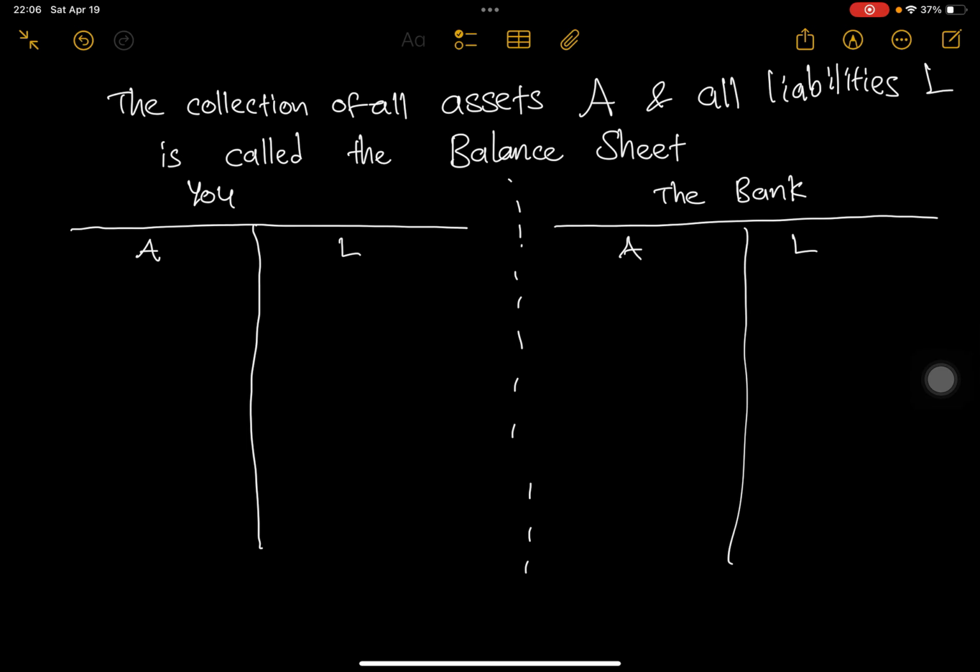So, for example, your asset might be your mortgage. And then on the bank side, this would actually be an asset. Well, for you, it's a liability. For you, it's your liability because you're making payments to the bank, and for the bank, it's an asset because it's a piece of paper that entitles the banker to a payment.